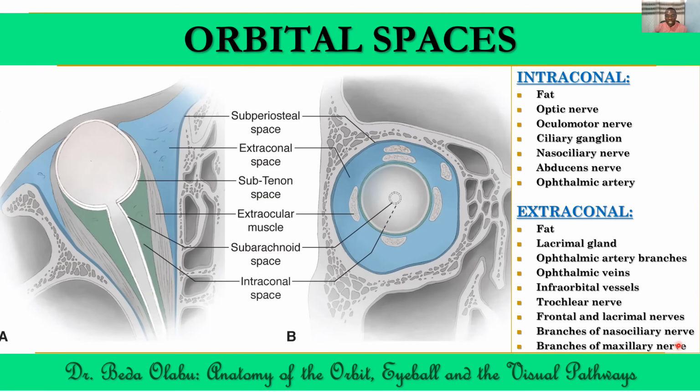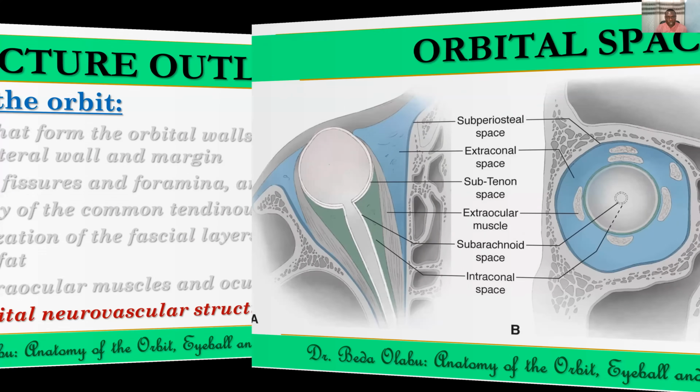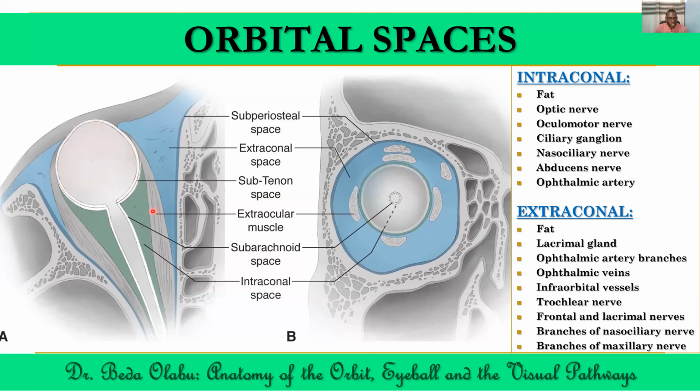And we have branches of the maxillary nerve, which are in the orbit, the infraorbital nerve and the zygomatic nerve, which are found within the inferior orbital fissure. So they are also extraconal. The other space to talk about is the subtenon space. The subtenon space is also known as the orbital, the bulbar bursa. Remember, that's the one that enables the eye to move independent of the fat.